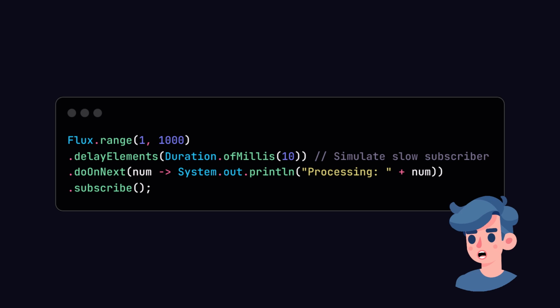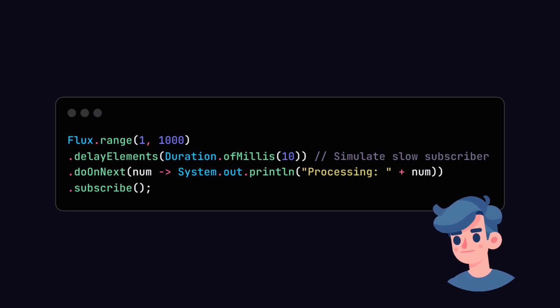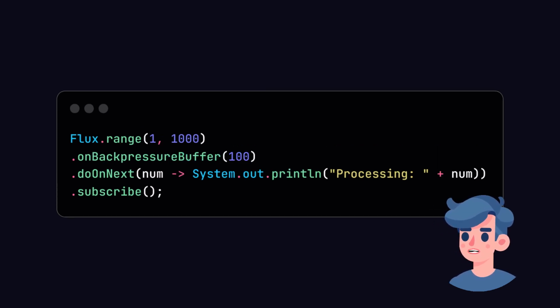Now let's talk about backpressure. When dealing with potentially large datasets, backpressure management becomes a crucial aspect. Imagine a situation where your stream is generating data faster than you can consume. In this example, we simulate a slow subscriber by delaying the emission of each element.